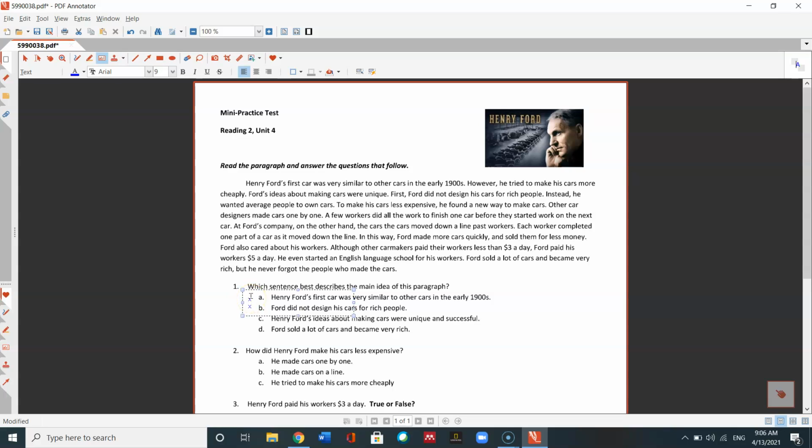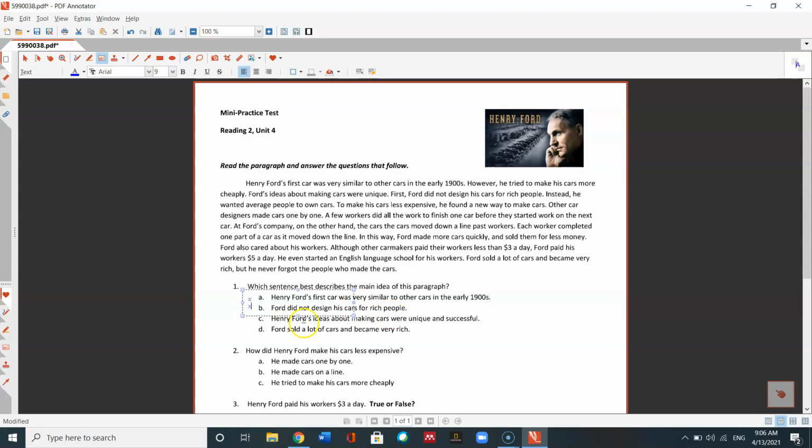Okay, letter C. Henry Ford's ideas about making cars were unique and successful. Or D, Ford sold a lot of cars and became very rich. So this is also in the reading. Ford sold a lot of cars and became very rich, but he never forgot the people who made the cars. So this tells us that him selling a lot of cars and becoming rich is not the main idea of the paragraph. We don't see a lot about how he became rich or even how many cars he sold. That is one detail, but it is not the whole main idea.